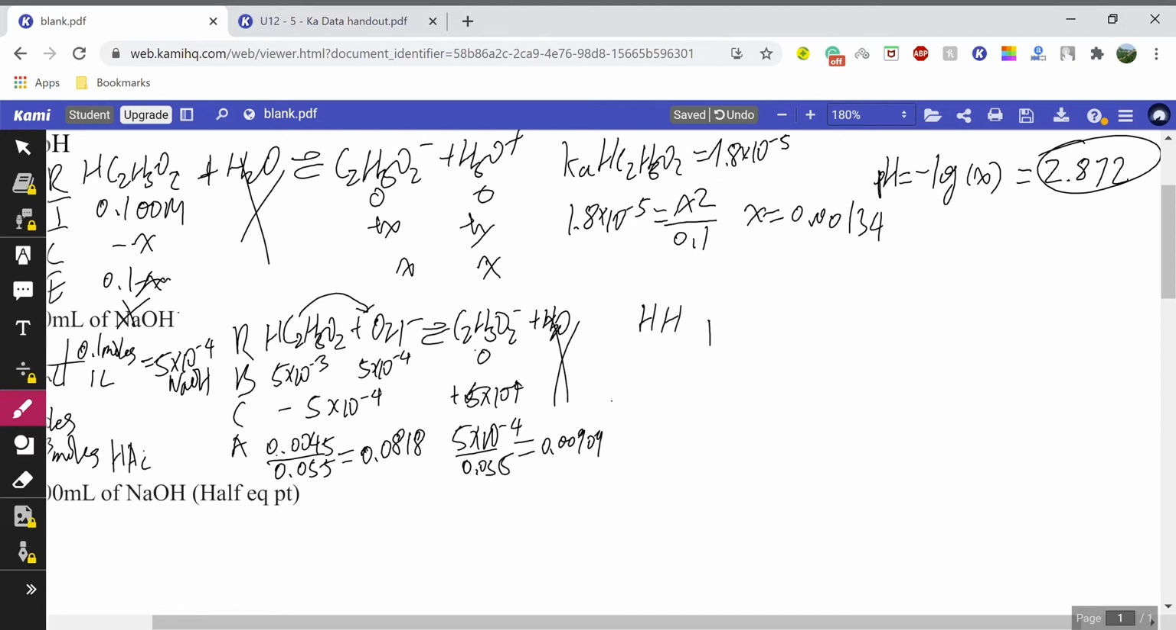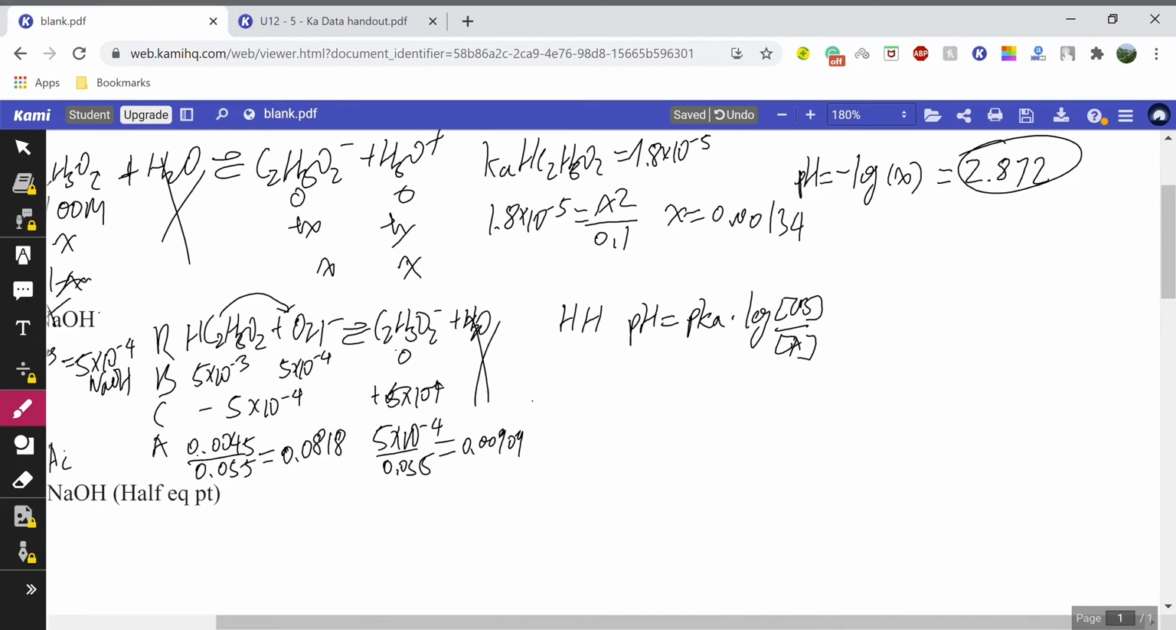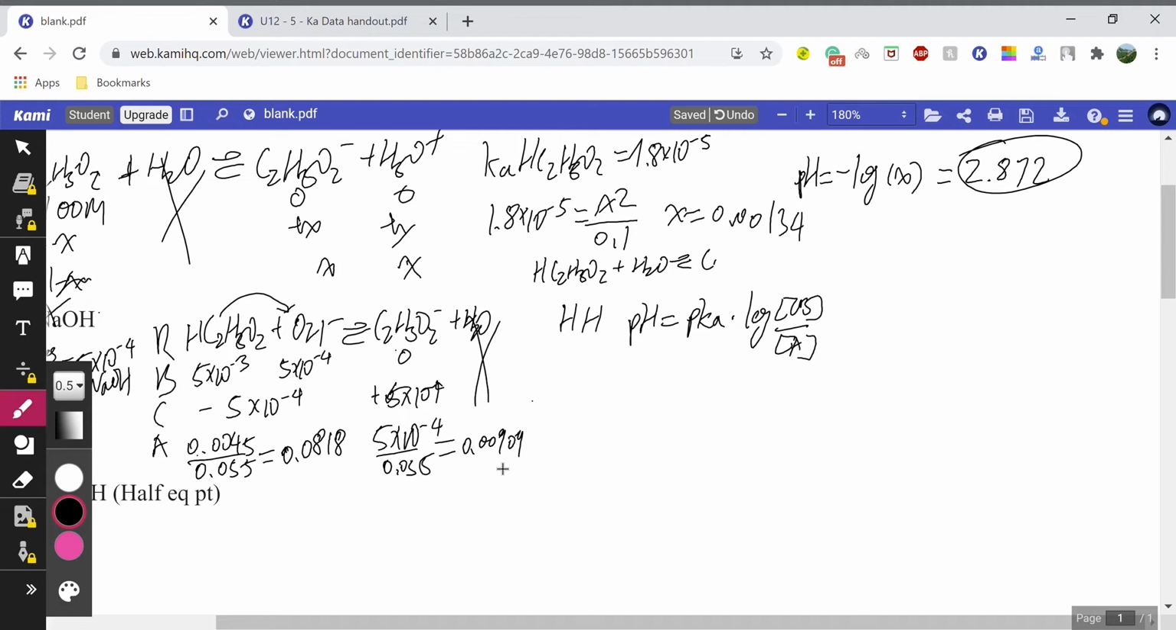Now our HH equation. The HH equation says pH is equal to pKa plus the log of conjugate base on top and the acid on the bottom. Let me write the equation real quick. Now we have all the OH minus used up, so to find the pH, we can use this equation. We can use our HC2H3O2 again: HC2H3O2 plus water forms C2H3O2 minus plus H3O plus. Because we're producing H3O plus, we're going to use this equation.